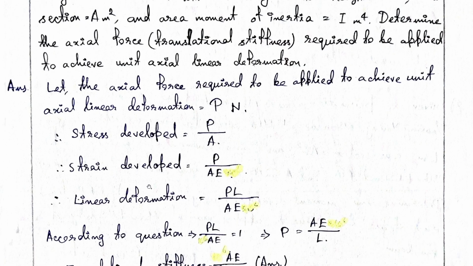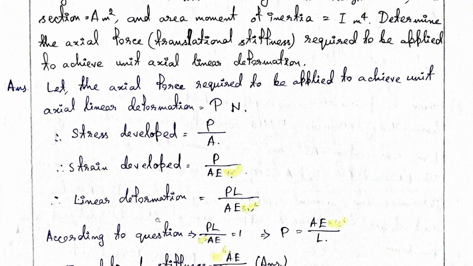So what is the strain developed? Strain is the slope of the stress-strain curve. So Young modulus equals stress by strain, that is sigma by epsilon. So what will be the strain? Stress by Young modulus. So here the strain is stress by E, that is P by A by E.